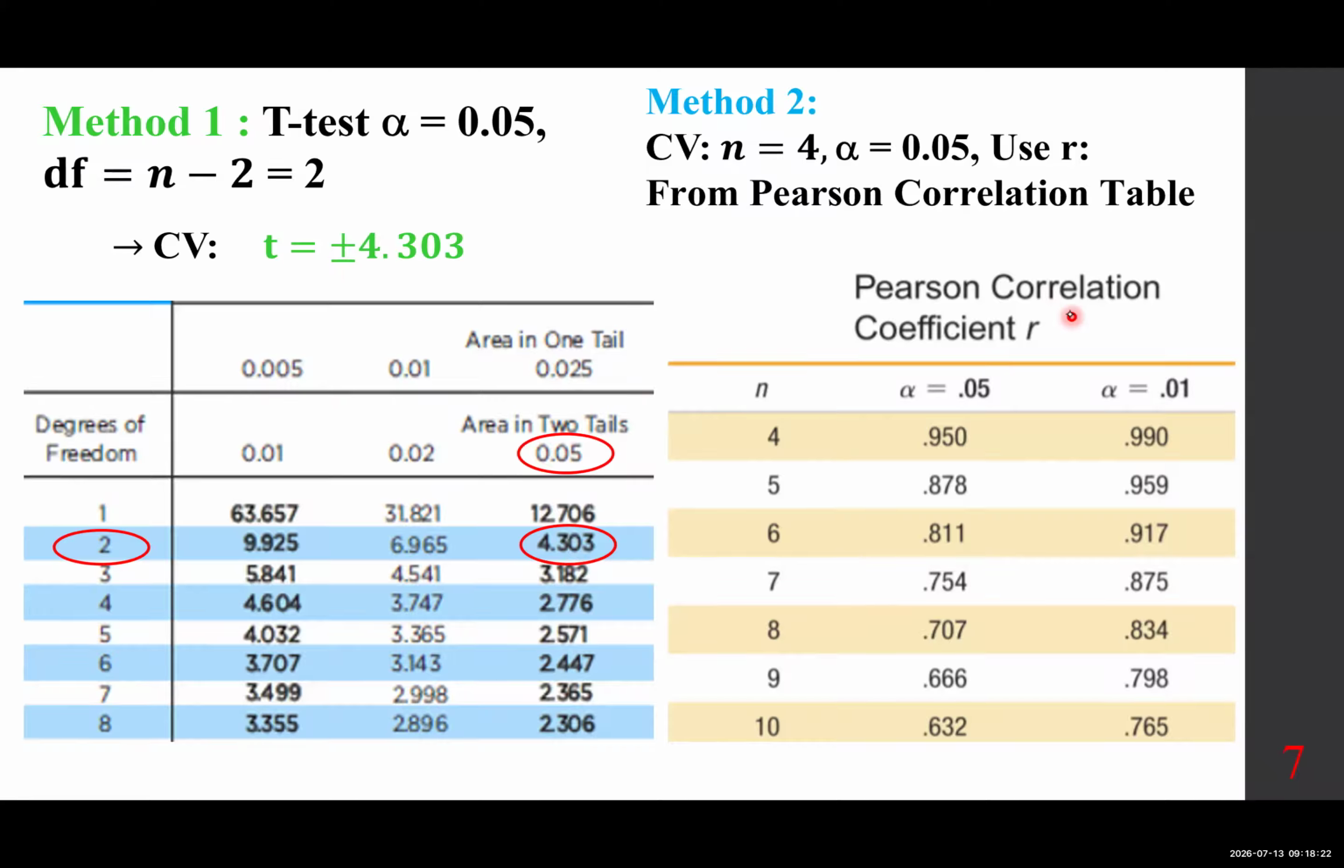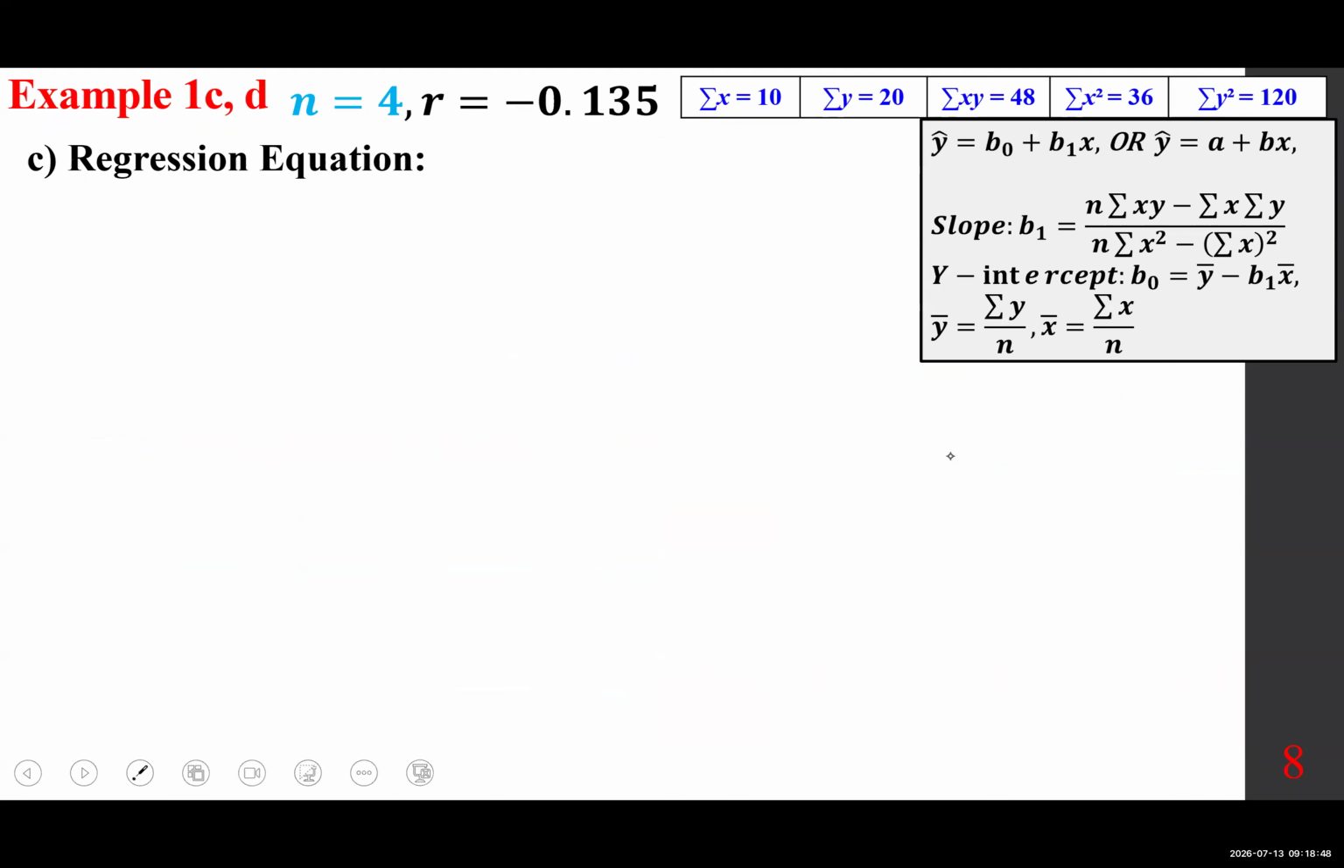How does this guy work? Well, n is 4. So in the left column, you choose n equals 4. And in the top row, you choose alpha of 0.05. When you put them together, the answer is 0.950. And now your critical value is plus minus 0.950 because it was a two-tailed test. So it's pretty straightforward. Continuing with the same question, the regression equation. Use the formulas for various parts.